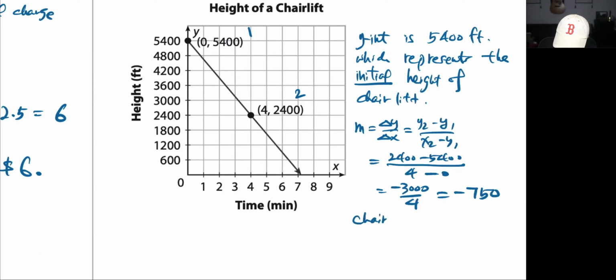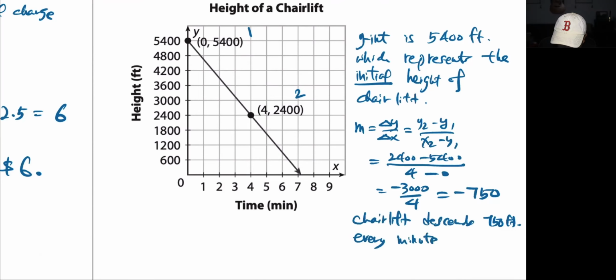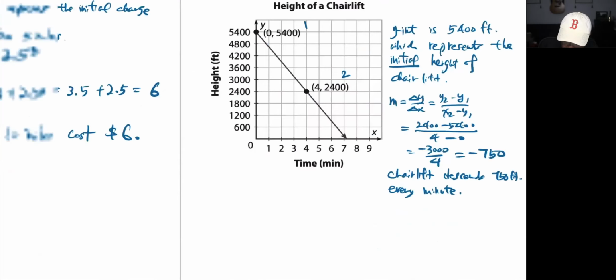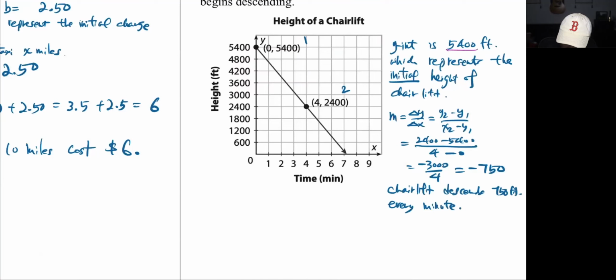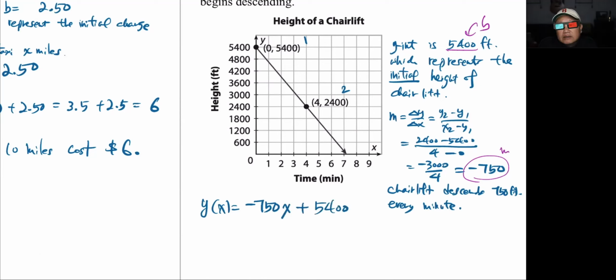So what that means is that the chairlift descends 750 feet every minute, or we could say per minute. Now, given that information, I have the y-intercept b and the slope m. So we're going to write y of x is mx plus b: negative 750x plus the initial height of 5,400. Okie dokie. All right.